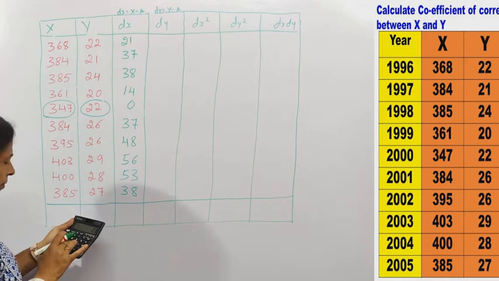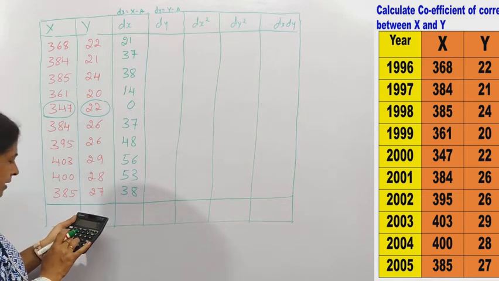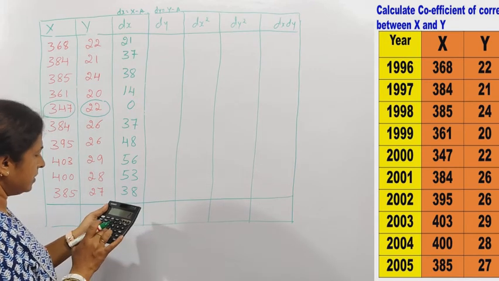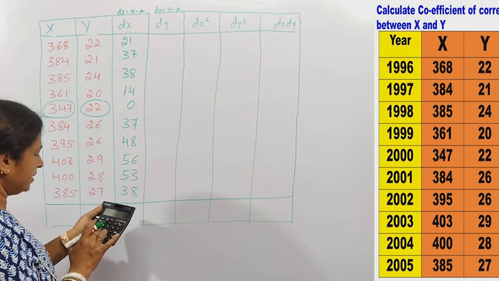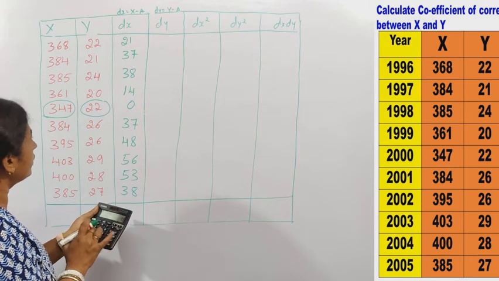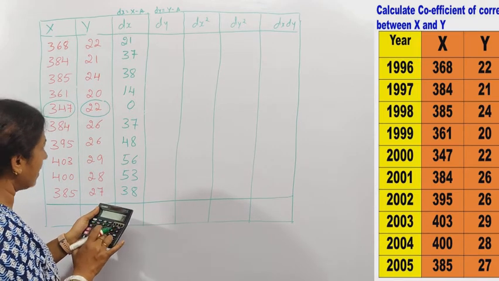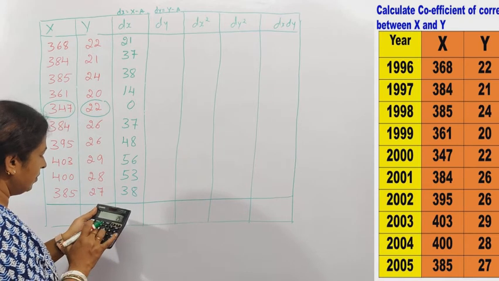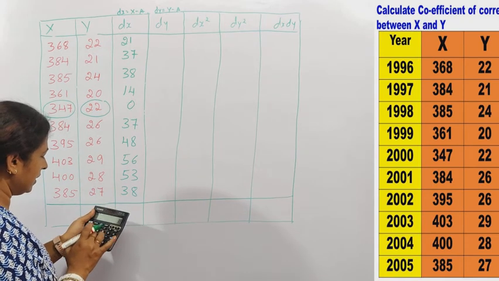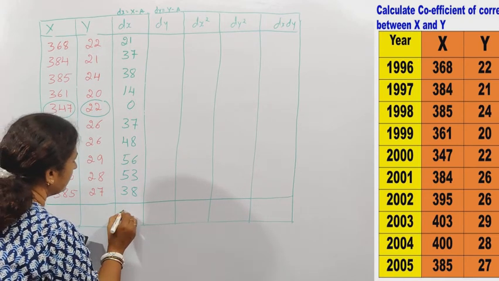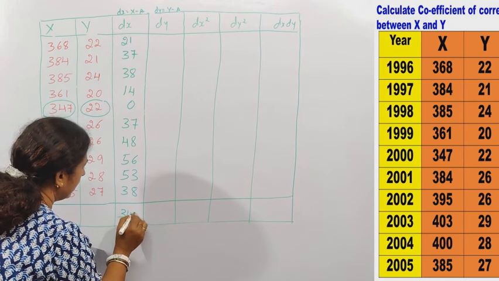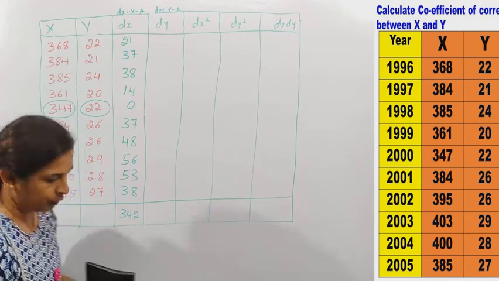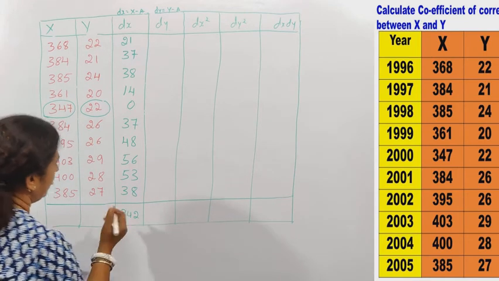Now let me calculate the sum, or total, of the dx column. 21 plus 37 plus 38 plus 14 plus 37 plus 48 plus 56 plus 53 plus 38 is equal to 342. 342 is the sum of dx.